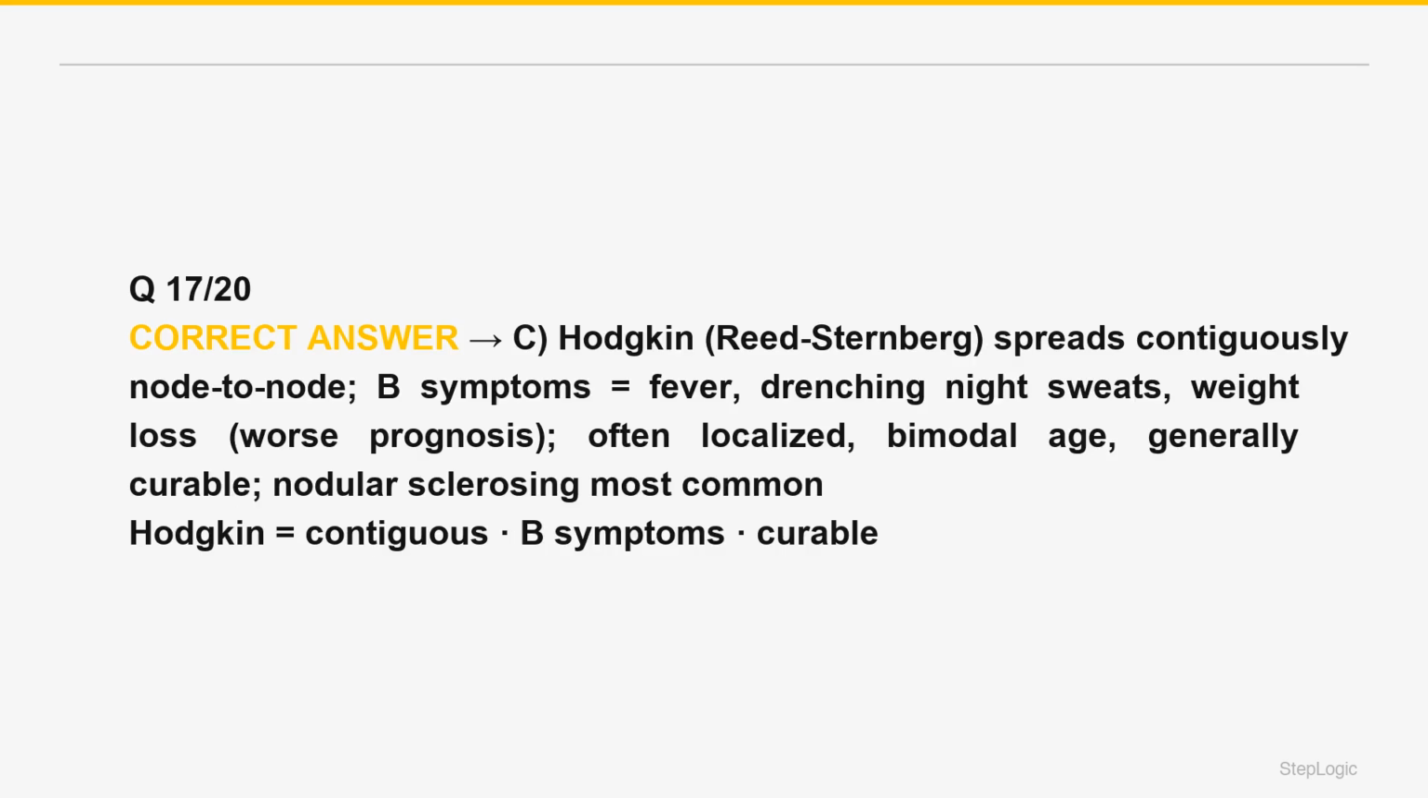The B symptoms are the high-yield staging modifier: fever, drenching night sweats, and unexplained weight loss greater than 10% over 6 months. Their presence, denoted B versus A for absent, indicates a more advanced or aggressive disease and a worse prognosis. The classic cyclical Pel-Ebstein fever and alcohol-induced node pain are associated. The most common histologic subtype is nodular sclerosing, young women, mediastinal mass. Lymphocyte-rich has the best prognosis, lymphocyte-depleted the worst. Overall, Hodgkin lymphoma is highly curable. The contiguous spread, B symptom staging, and generally good prognosis is correct.